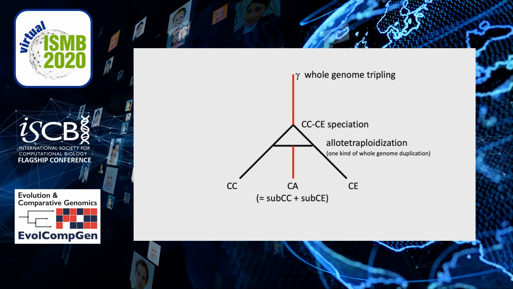Here we study the evolution history of the allotetraploid coffee Arabica and its two diploid progenitors, Coffea canephora and Coffea eugenioides. The two subgenomes that make up Arabica, we call them sub-CC and sub-CE. Then we can survey the gene loss during the three periods: gamma whole genome tripling around 120 million years ago, CC-CE speciation around 10 million years ago, and the recent allotetraploidization.